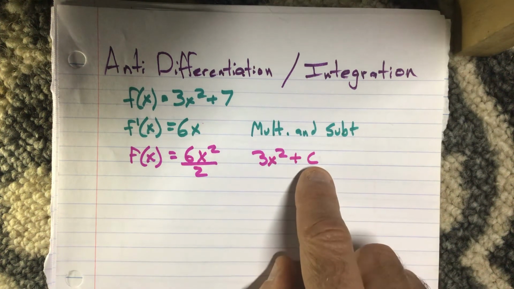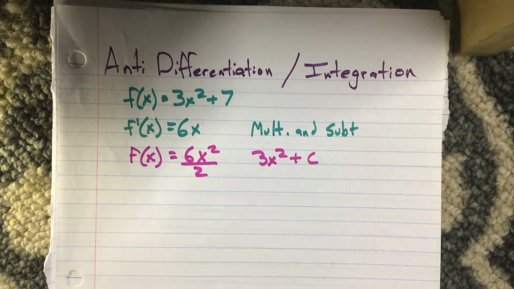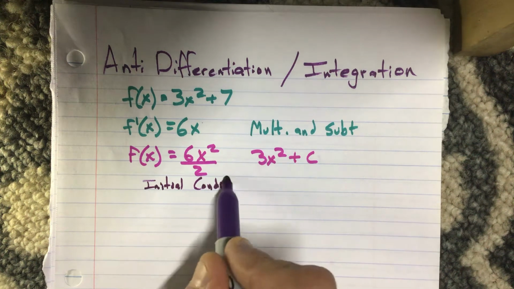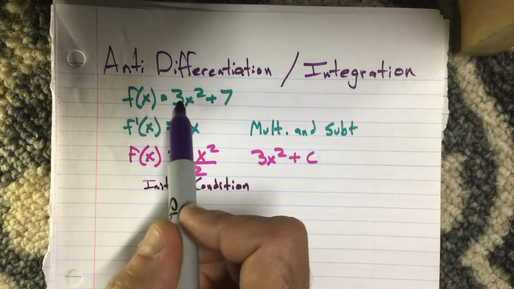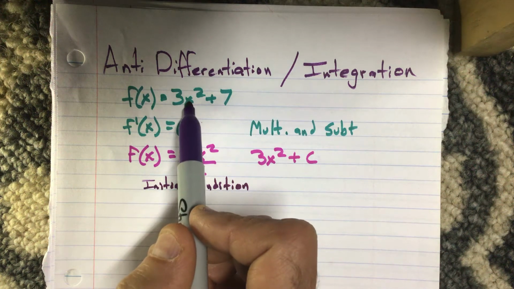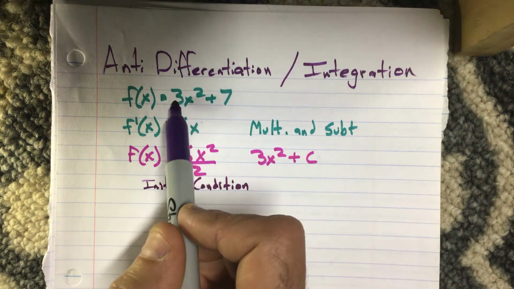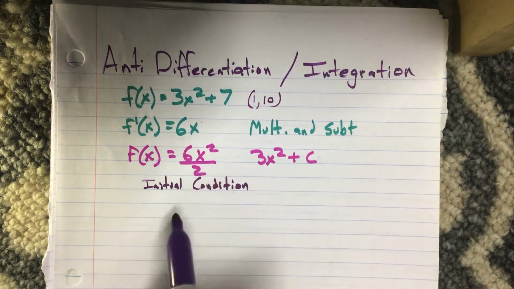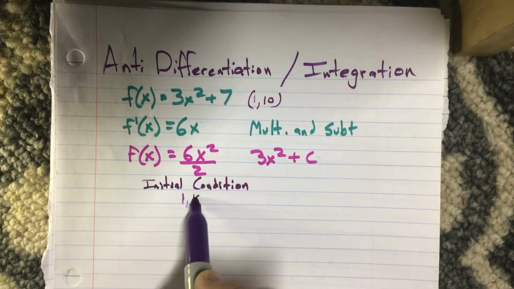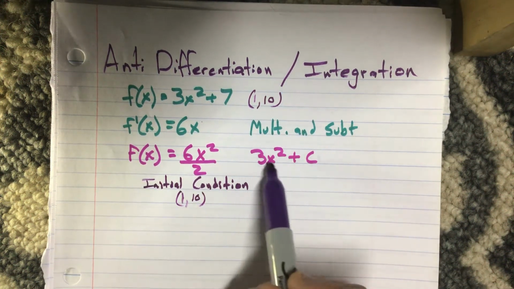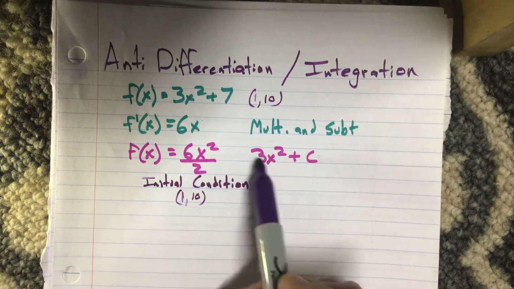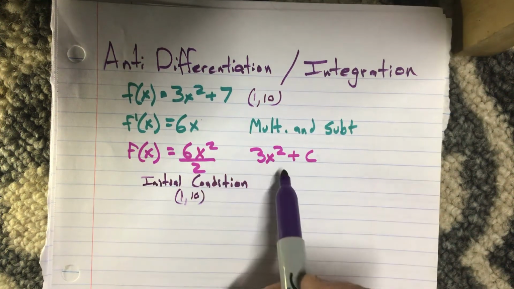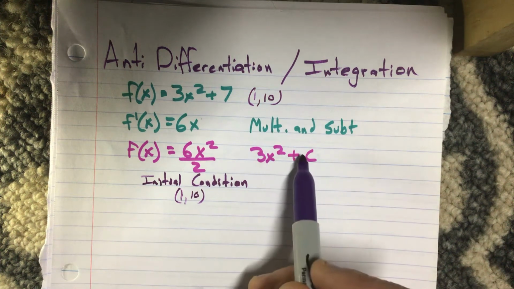If I wanted to know the exact value of the original function, I'd have to be given some piece of information, and we call that an initial condition. Like, for example, if you plugged 1 in here, 1 squared is 1 times 3 is 3 plus 7 is 10, so you have the solution (1, 10). So if I knew one solution from the original function, that would be called an initial condition. And so this is called an antiderivative, not the antiderivative, because this is the original antiderivative.